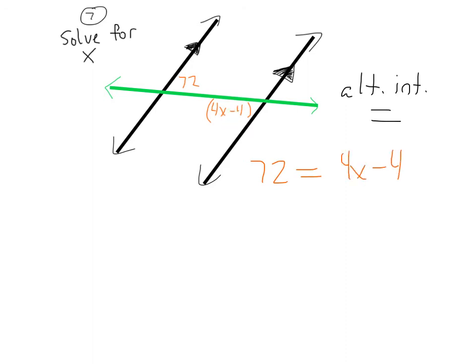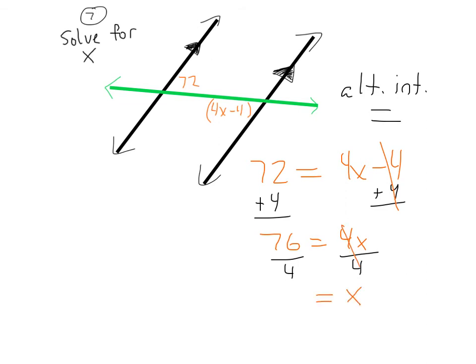Right? Now, can we solve for x? Yeah, absolutely, because we have an equation. So I'm going to add 4 to both sides. And that's going to leave me with 76 equals 4x, because minus 4 plus 4 cancels and becomes 0. Now lastly, I'm going to divide by 4 and divide by 4. Those cancel there. x equals 76 divided by 4. Guess what? That gets you 19.